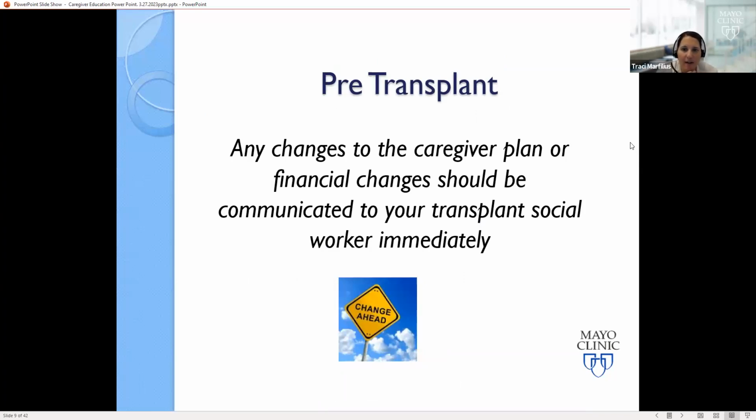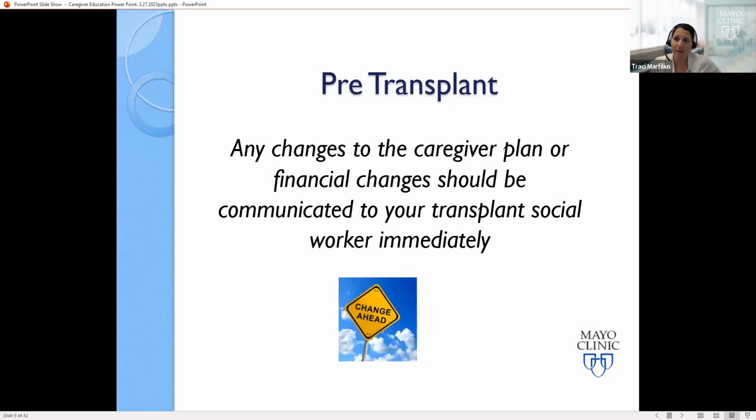Any changes to the caregiver plan or financial changes should be communicated to your transplant social worker immediately. I know that no one wants to say anything that might upend the listing status, but these are two very important components to the plan. If a patient comes to the hospital by themselves or with a change in your caregiver plan and the medical team is concerned, they may not move forward with transplant, and I have seen it happen before.